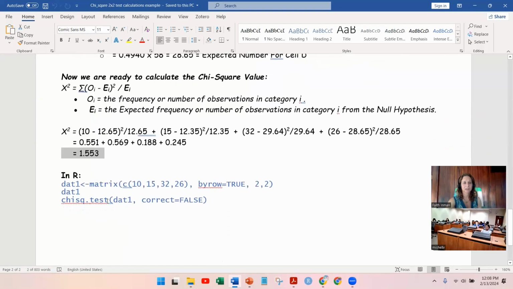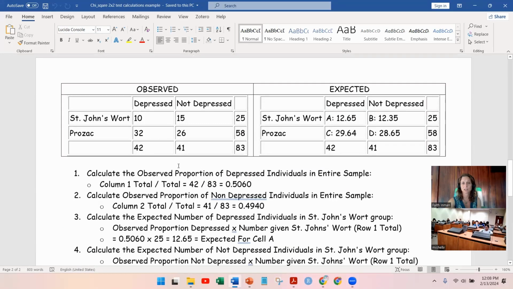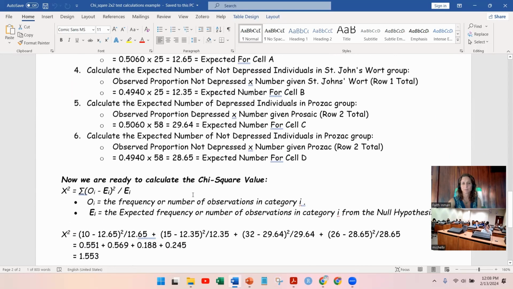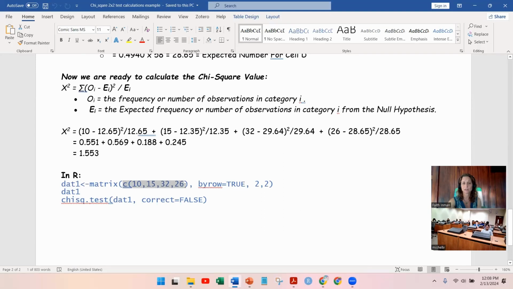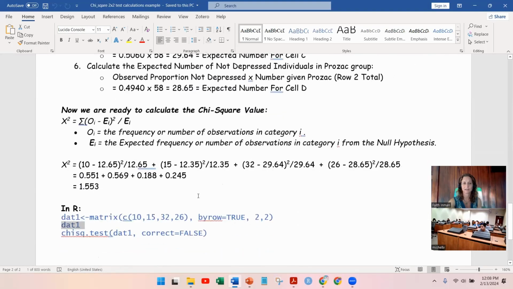And in this case, you can see you can actually use this. You could copy and paste this into R. And you see, it already has the values for you. Your matrix is 10, 15, 32, 26, which matches our observed data, 10, 15, 32, 26, right? That's how you make the matrix. And then you say it's a 2 by 2 table, right? And we're going to call that DAT1. Then we look at DAT1, make sure it does actually look like that. Yeah, okay, it looks like that.